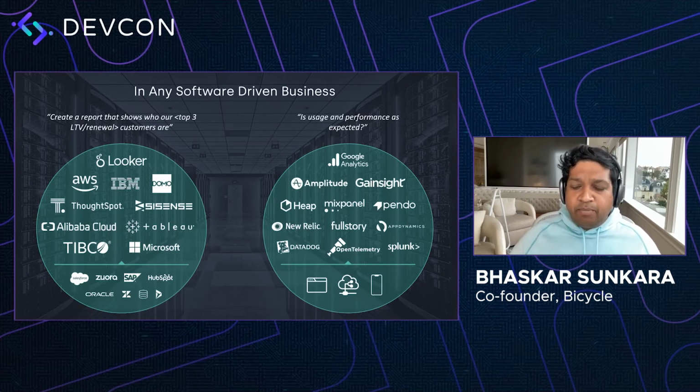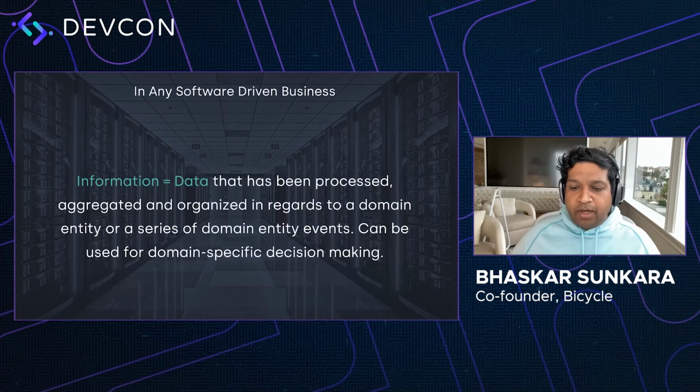So if you take both these sets of solutions, they're great at helping you make decisions and take actions in the particular silos, right? Now, if you summarize information based off of that, it is data that has been processed, aggregated, and organized in regards to a domain entity or a series of domain entity events. So that's also looking at correlation. You can start going into root cause analysis, then make fixes and changes, and it can be used for domain-specific decision making.